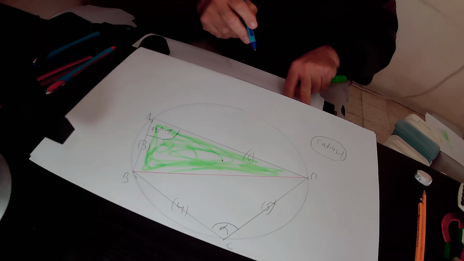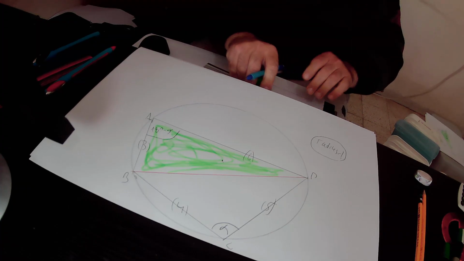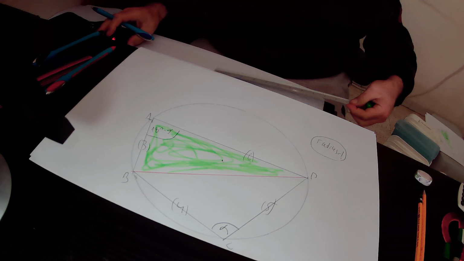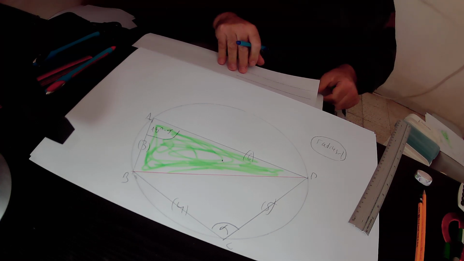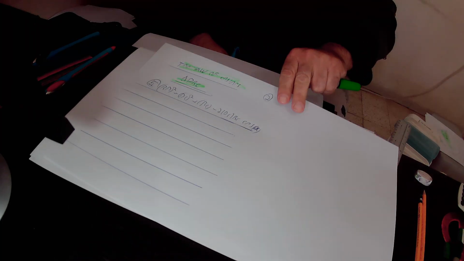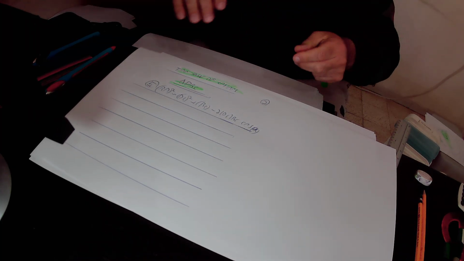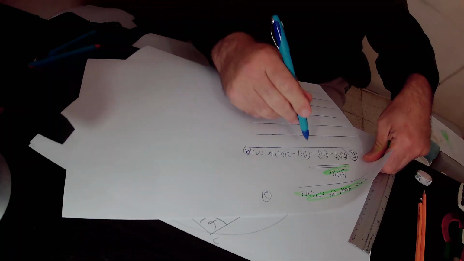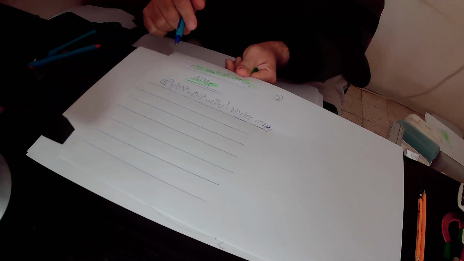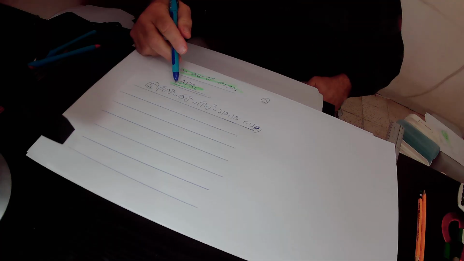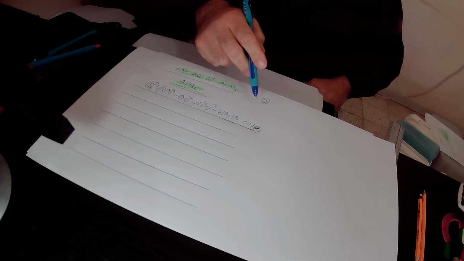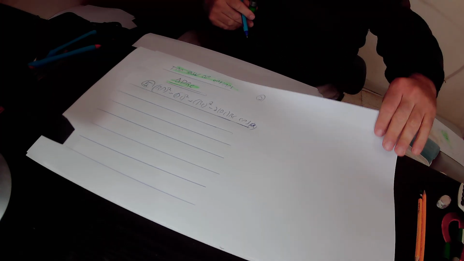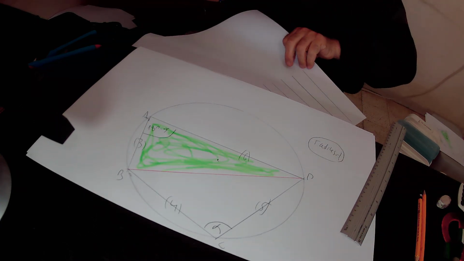In the lower triangle BDC, according to the law of cosines, the following equation is true. BD square equals DC square plus BC square minus 2 times DC times BC times cosine alpha. BD is the missing side, so here it is.